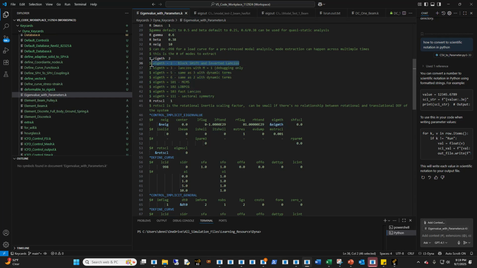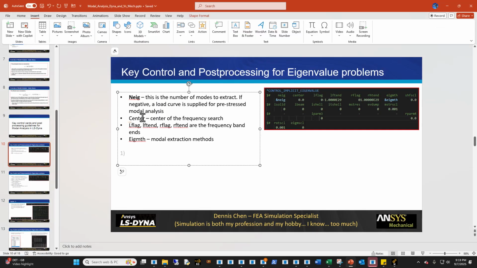Usually you use 2 for the block Lanczos. The ROTSCL is your rotational degree of freedom scaling factor. I'm still really figuring this out, but it doesn't seem to have an effect as far as I can tell in the simple problem I created. I'll probably talk about that in the future, but I'm leaving that out for now. With this card, you can define how many modes to extract and what frequency range you want to extract from: center, LFLAG, ALPHA end, RFLAG, RF end. These are the things you use to define the range of frequency you're capturing. In this case, I'm going to start from 0 and extract the next 10 modes.